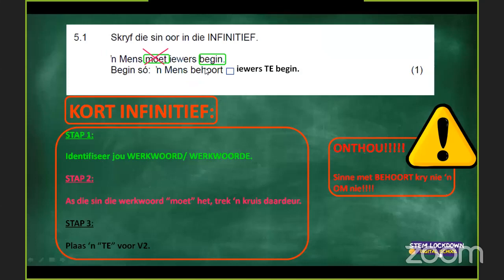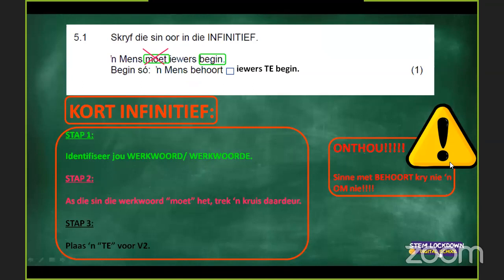So stap 2 sê ek vir hierdie sinnetjie, as die sin die werkwoord moet hê, trek 'n kruis daardeur. So if the sentence has a moet, you are going to cross out the moet. You're going to cross daardie trek. Because you can't have an auxiliary verb and a moet in the same sentence. That doesn't work at all. Okay, so jy gaan dan die moet dood trek, and in the place of moet, the verb is standing. En dan die laaste stap is plaas 'n te voor die werkwoord. The last step then is to put the te in front of the verb. And only a te. Ek sê so onthou, very important.